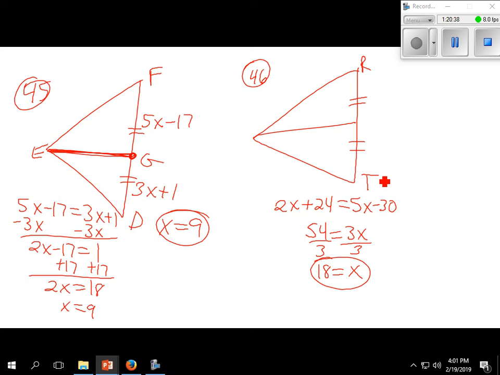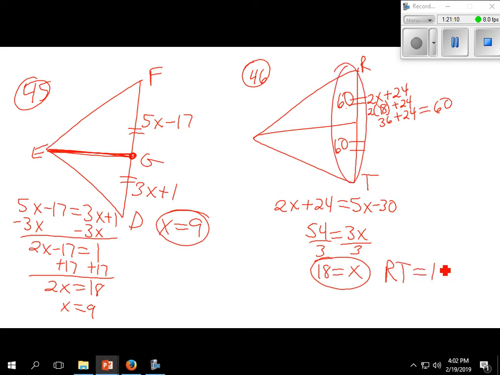Well, if this part is 2x plus 24, then all I'm going to do is plug in 18 there. So 2 times x, which is 18, plus 24, that's 36 plus 24. 36 plus 24 is 60. So this part's 60. Well, I don't even have to plug into the other one, because if that part's 60, this part has to be 60. And then that means the whole thing, you add those two together, the whole thing is 120.